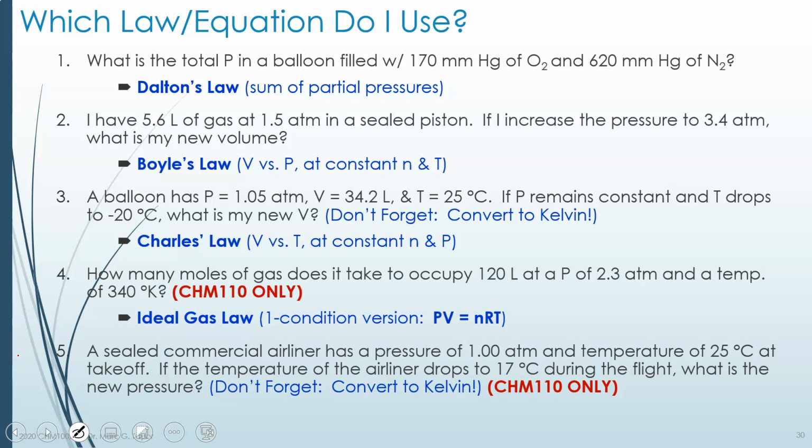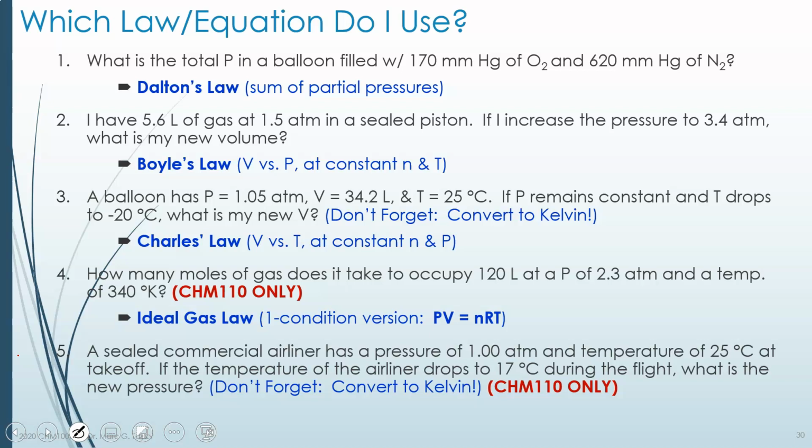Let's look at question 5. A sealed commercial, sealed, all right, you know right away that the N is not changing. A sealed commercial airliner has a pressure of 1.00 atmospheres and a temperature of 25 degrees C. Anytime you see degrees C, you know you have to convert to Kelvin. At takeoff, if the temperature of the airliner drops to 17 degrees C during the flight, what is the new pressure? Well, it's a two-step problem, or a two-condition problem.